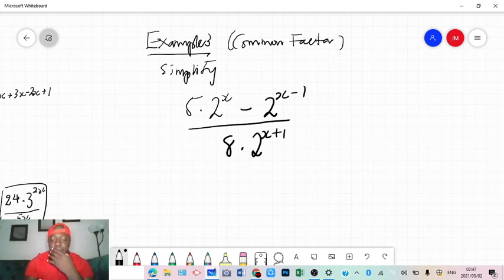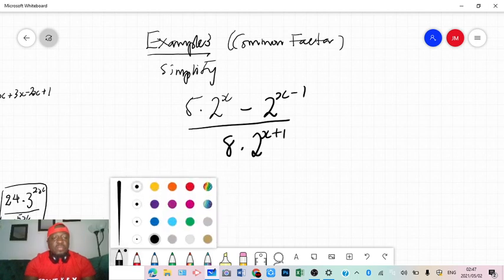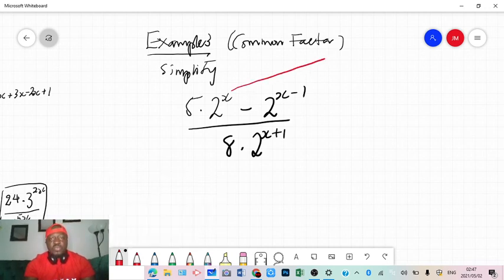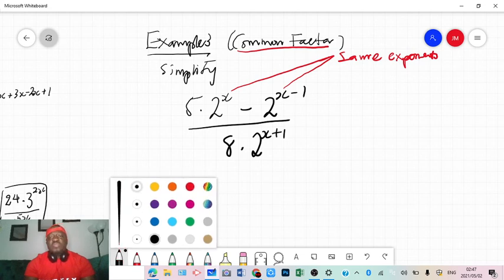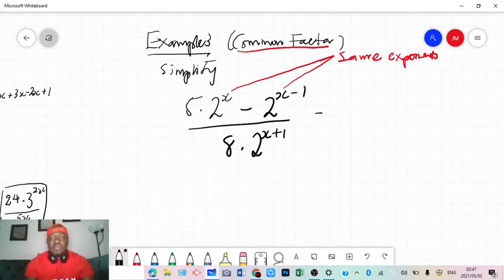So with this question, what you need to pay attention to is to look out for same exponents. If I look at 2 to the power x and I look at 2 to the power x, I have the same exponent. That is why common factor becomes a skill that we need to acquire in this section. So how do you deal with this question?